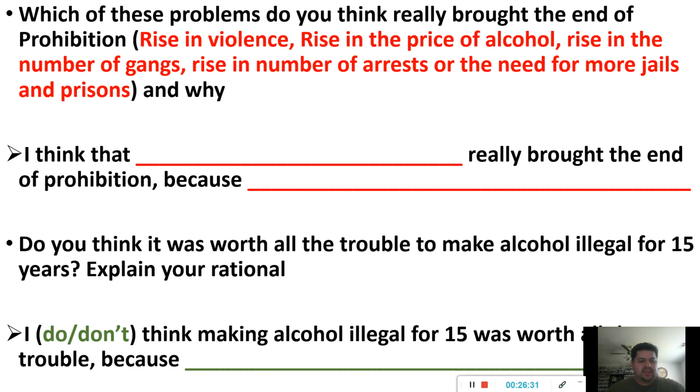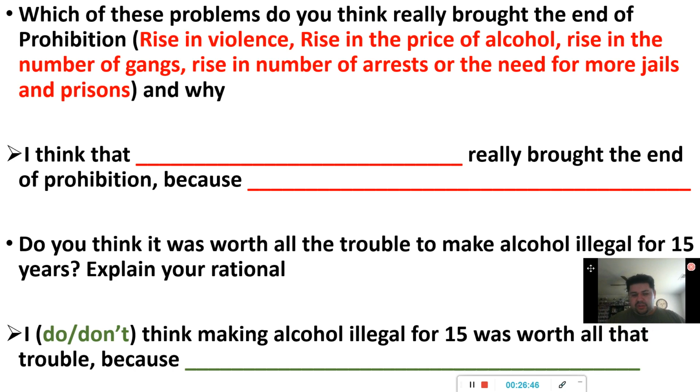Okay, so there's a writing prompt for each one. You know, like the bottom one, I do or you don't. Okay, continue writing out the rest of it. I do think that making alcohol illegal for 15 years was worth, let me move this thing right here real quick, was worth all that trouble because, and explain. Okay, the top one, I think that the rise in price of alcohol really brought the end of prohibition because, whatever you think. Okay, so remember, be sure to write out the whole thing.